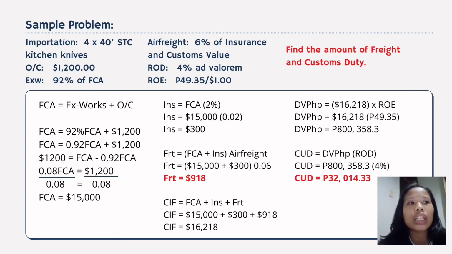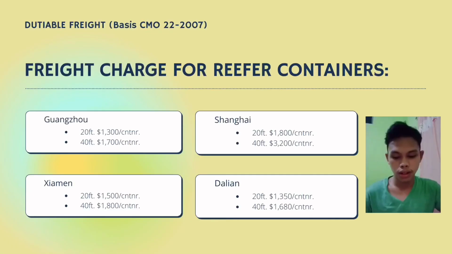So we must find the amount of CUD. CUD equals DV times ROD. So CUD equals 800,358 pesos and 33 centavos times 4% of ROD. So the answer for CUD is 32,014 pesos and 33 centavos.